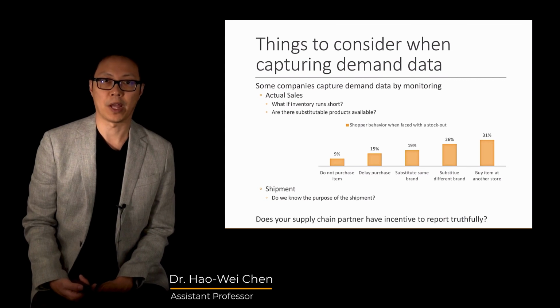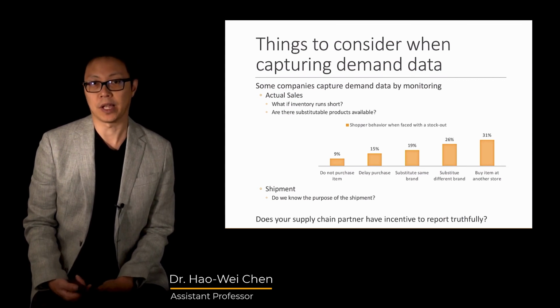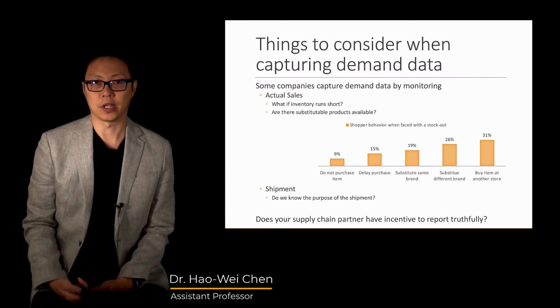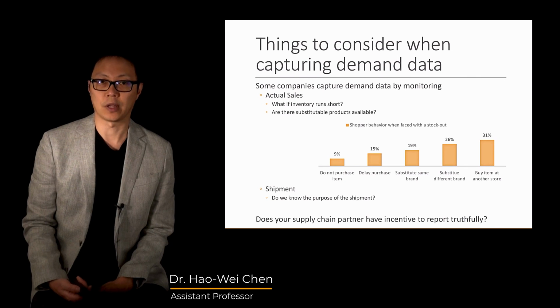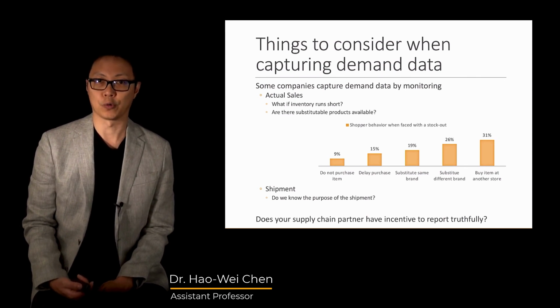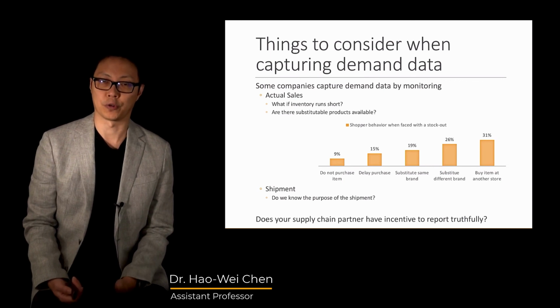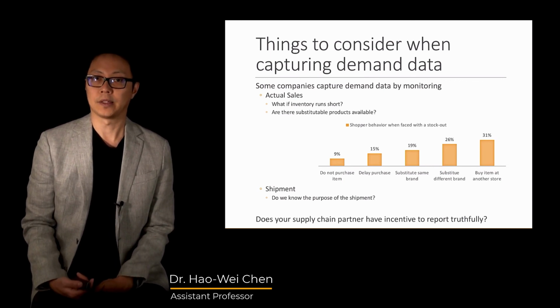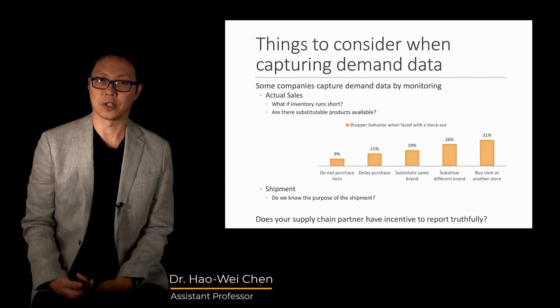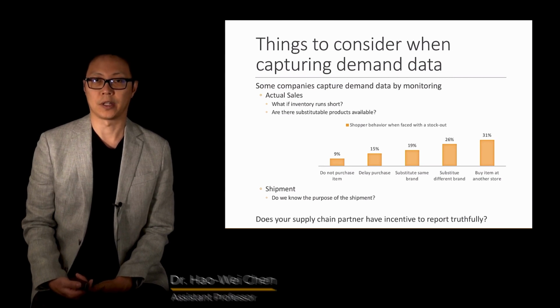Also, your supply chain partner may not have the incentive to report their true demand. For example, when the production capacity is very limited, your downstream customer may try to over-report their need in order to secure a larger portion of your supply. This is also something that you need to consider when you are working on demand management.